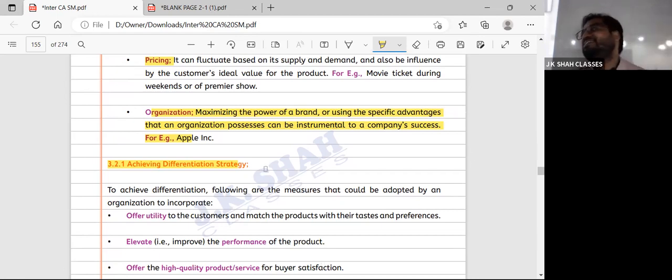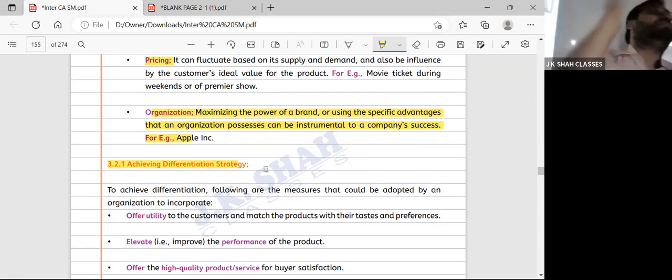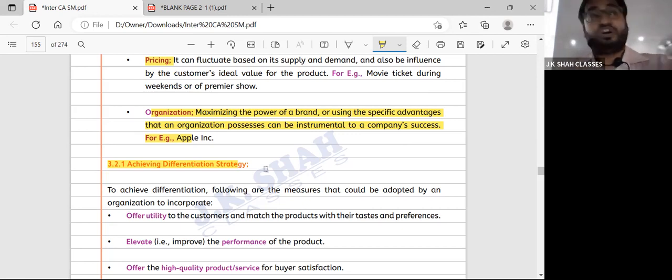First point. The customer who is willing to pay extra knows what they want. So give them what they want. Match their tastes and preferences. Give them satisfaction also. So what is the first point? If you want to achieve differentiation, offer utility. Utility means sense of satisfaction. Offer utility and try to match the tastes and preferences of the customer. You understood the first point?